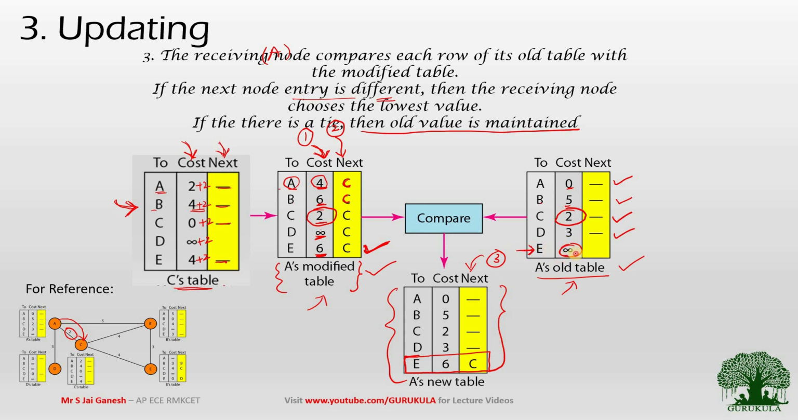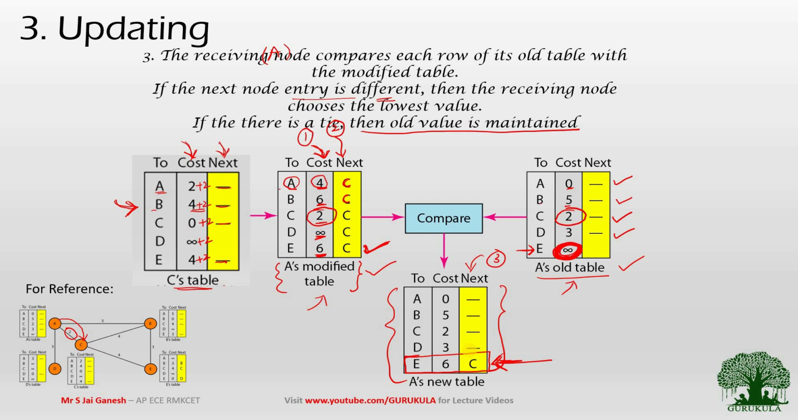As you can see, there is an infinity symbol over here, which means that A cannot reach node E. Now, after getting and updating its table from C, A now knows how to reach E via C. So there is a path from C to reach E. That is what happens in the updation stage.